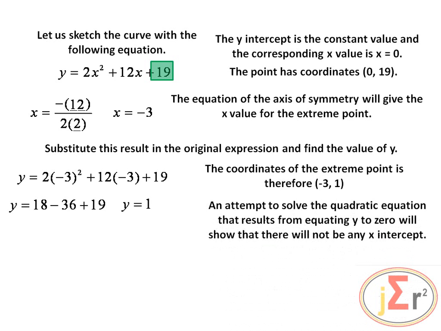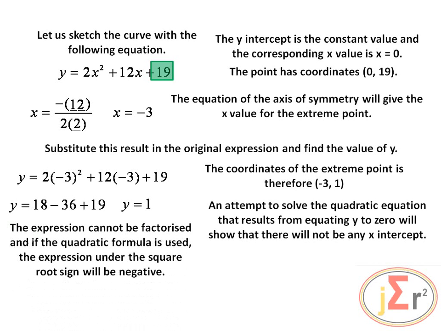An attempt to solve the quadratic equation that results from equating y to 0 will show that there will not be any x-intercept. The expression cannot be factorized, and if the quadratic formula is used, the expression under the square root sign will be negative. Because the square root of a negative number does not exist, that means we will not have any x-intercept. The x-intercept will not exist. No solution for that quadratic equation, therefore no x-intercept.